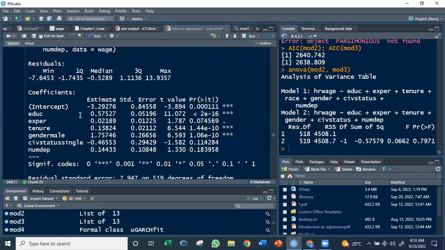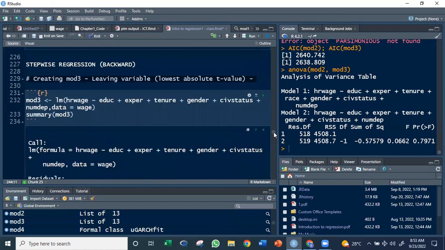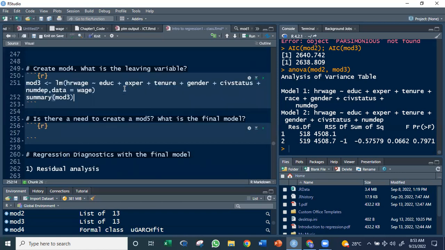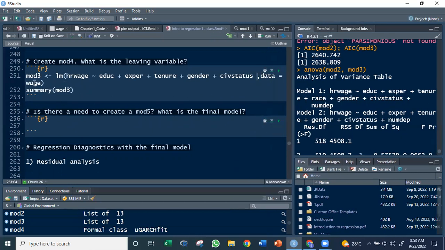Sino ba yung mga hindi significant? Si experience, 1.7. Si civil status, 1.5. Si number of dependents, 1.33. Okay? Alright, so copy ulit natin to. Mas model number 4 na tayo. Control C. Okay. Leading variable natin, alam natin, it's number of dependents. Okay, Control V. Tatanggalin natin si number of dependents. Let's remove number of dependents. All right. Yan na. Tapos, I'll make this model 4. There you go.